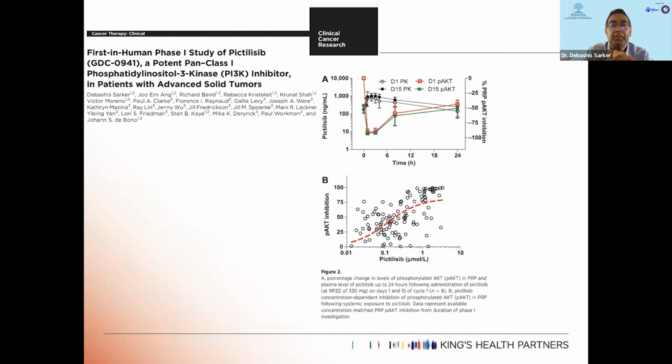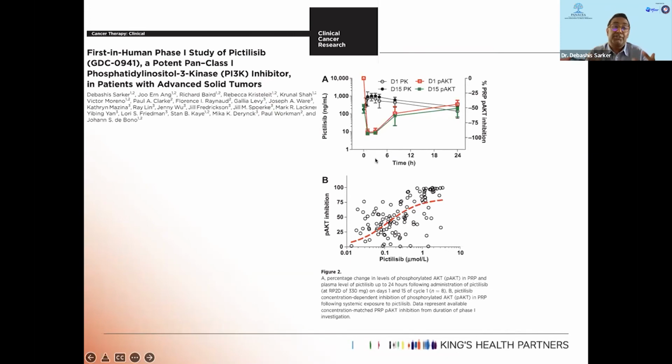For this particular PI3 kinase inhibitor, we used inhibition of phospho-AKT in platelet-rich plasma. You can see here that as we increased the dose of pictilisib, the amount of phospho-AKT inhibition increased. And you can see the time effects also, the dosing concentration effects related to time.